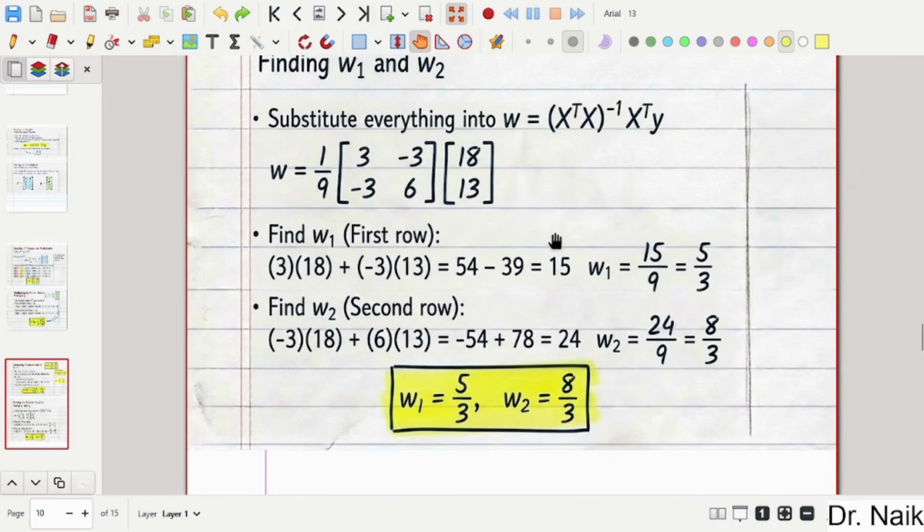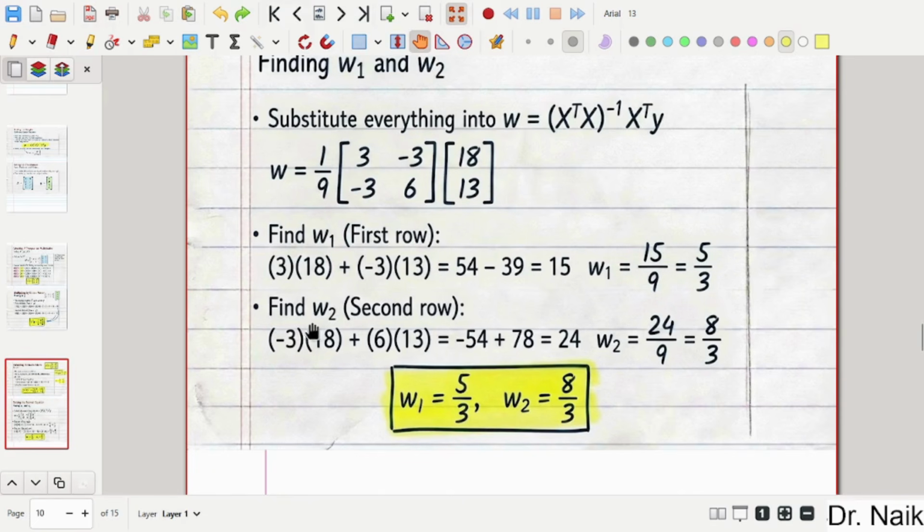Now substitute everything into our formula, inverse of X transpose X multiplied by X transpose Y, that is our weight vector. So W is equal to 1 upon 9 multiplied by [3 -3; -3 6]. We calculated the inverse of X transpose X, and X transpose Y as a column vector 18 and 13. So 3 multiplied by 18 plus minus 3 multiplied by 13. So it is 54 minus 39, so it is 15. So our W1 is 15 divided by 9, so it is 5 by 3.